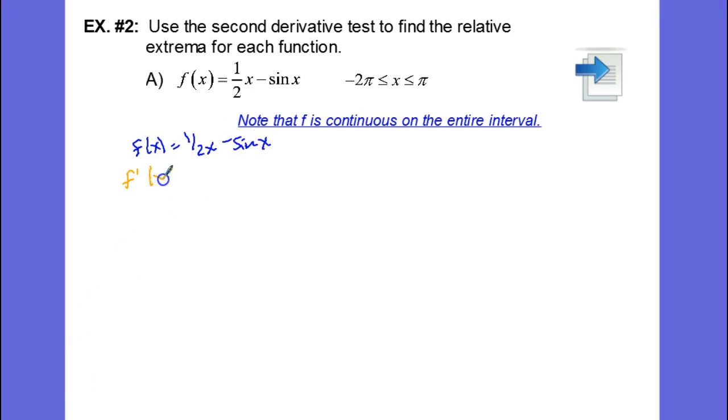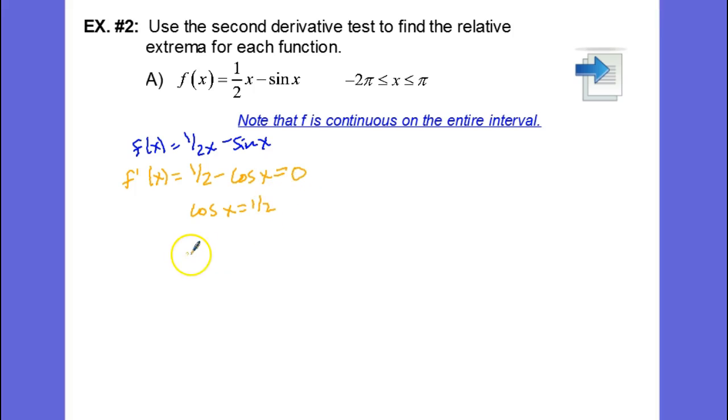So f prime of x is going to be equal to 1/2. And the derivative of sine is cosine, so minus cosine of x. And we'll go ahead and locate critical values. We'll do that by setting the first derivative equal to 0 and solving. This gives us cosine x equals 1/2.